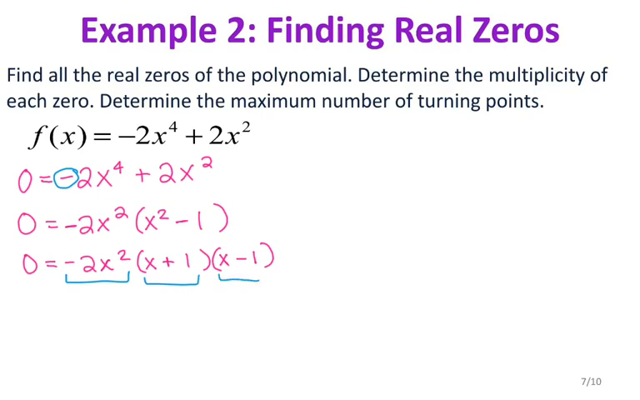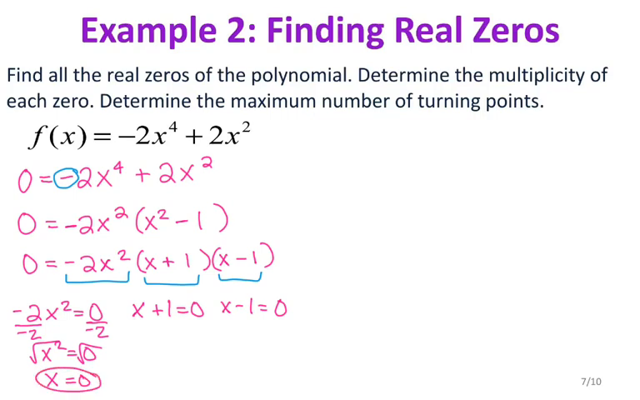So in order to do that, you are going to take each one of your factors and set it equal to 0. So I have negative 2x squared equals 0, x plus 1 equals 0, x minus 1 equals 0. For the first one, I'm going to divide by negative 2. I get x squared equals 0, square root of 0 is just 0. For my second one, I'm going to subtract 1 from both sides, so I get x equals negative 1. And then for my third one, I'm going to add 1 to both sides, so I get x equals positive 1.